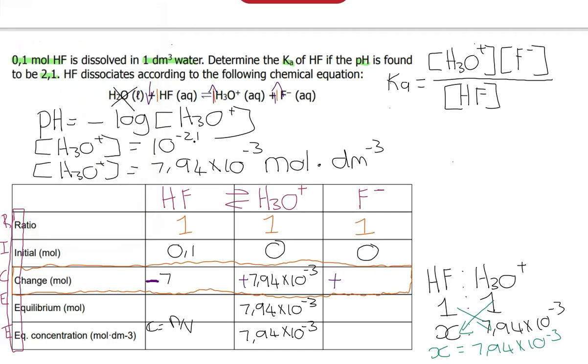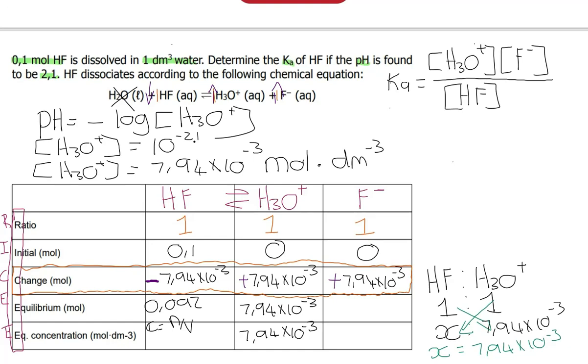Again, the negative is coming from a previous argument. So I'm going to say 7,94 times 10 to the negative 3, plus 7,94 times 10 to the negative 3. And then I'm going to progress from there to calculate the equilibrium mole. So I'm going to say 0,1 minus the 7,94 times 10 to the negative 3. And if you pop that into your calculator, it's going to be 0,092 mole.